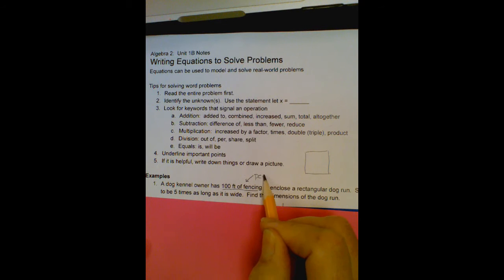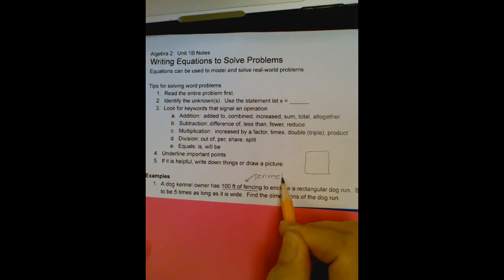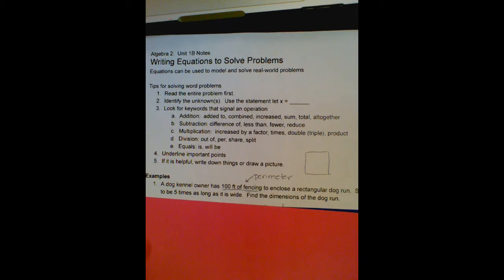So that means you would have something like this, and it would be 100 feet the whole way around. So this is telling me that that's talking about perimeter. Okay, what other information do we have? She wants it to be 5 times as long as it is wide.